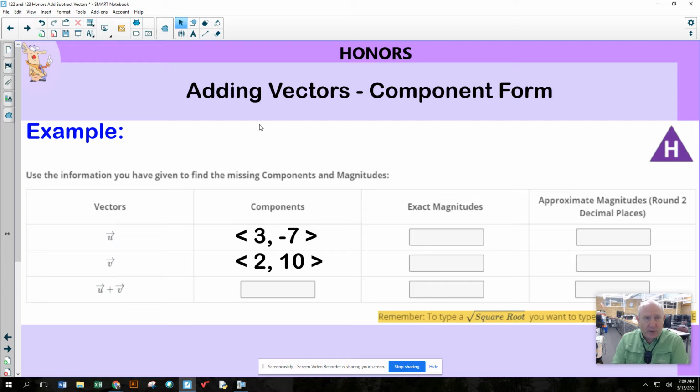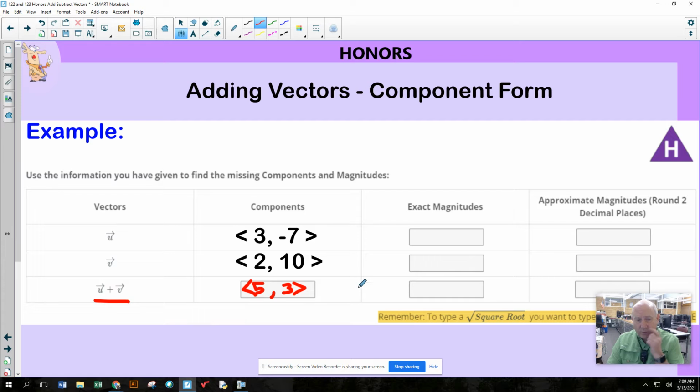And then the operation is notated or denoted by the vector u plus vector v. So we have 3 plus 2 is 5. -7 plus 10 is 3. And then be sure to enter it in component form.